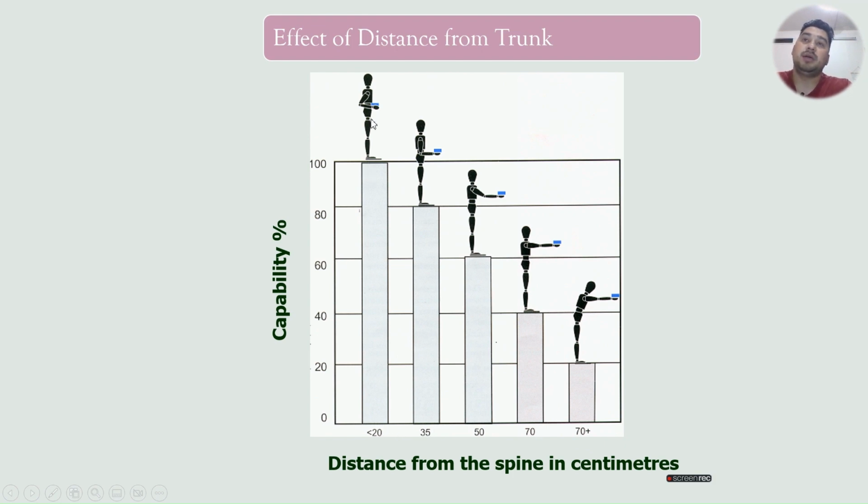You can see here, if you are lifting any load near your spine, then you can lift a heavier load. If it is far from the spine, then the load will go down. So you can see here 20%, 40%, 60%, 80%, or 100%. The load lifting percentage will go down whenever you are lifting the load away from your body.